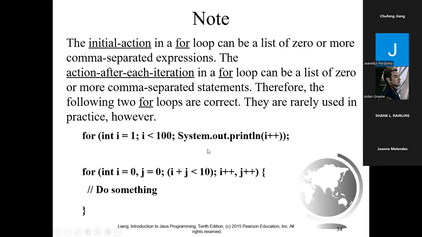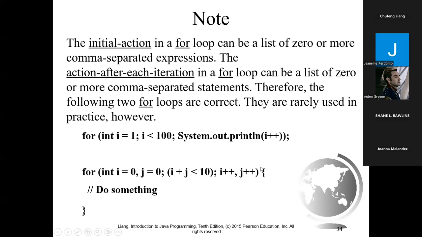And the action after each iteration in a for loop can be a list of zero or more comma separated statements. Like at the bottom, it says i++, j++, j++. That means there are two different variables, right? Two different variables incremented by 1 individually. It is allowed. So therefore, the following two for loops are correct.